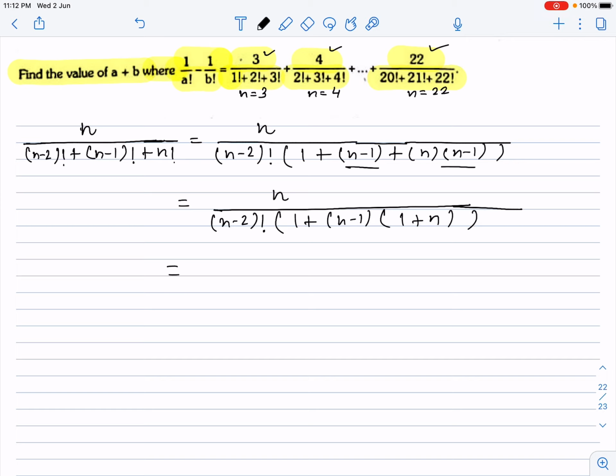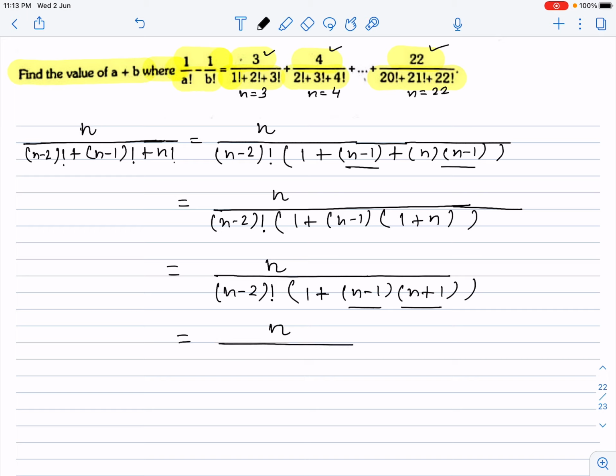Now let's proceed further and see what can be done by me. n divided by n minus 2 factorial is written by me, multiplied by 1 plus n minus 1 multiplied by n plus 1 it will be. And guys, we already know n minus 1 into n plus 1 is n square minus 1 square, that is n square minus 1 it will be. So n divided by n minus 2 factorial we know, then 1 plus n square minus 1 it will be. So this plus 1 and this minus 1 will be getting cancelled over here.